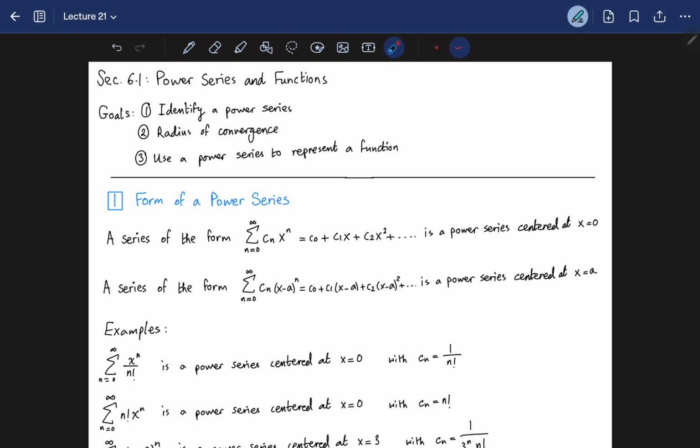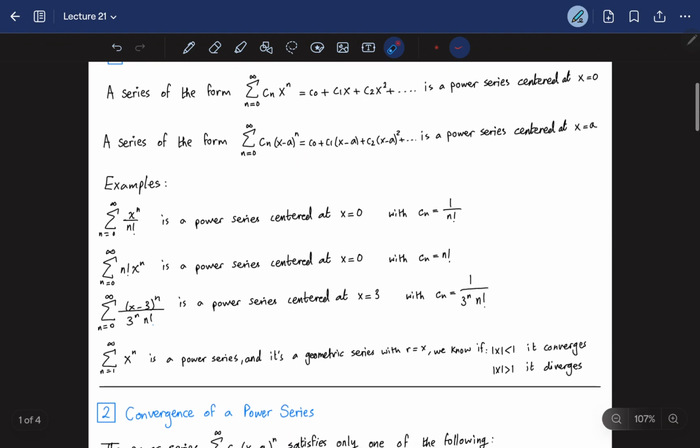So this is the main definition of a power series. It's just coefficients and then x to a certain power n. It's either centered at x equals 0 when you have x by itself, or centered at a certain number a if you have x minus a raised to the n. So let's look at these examples.